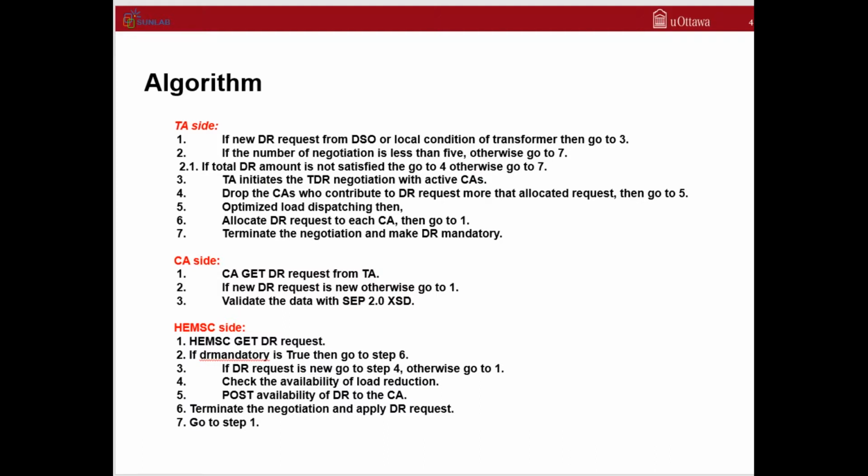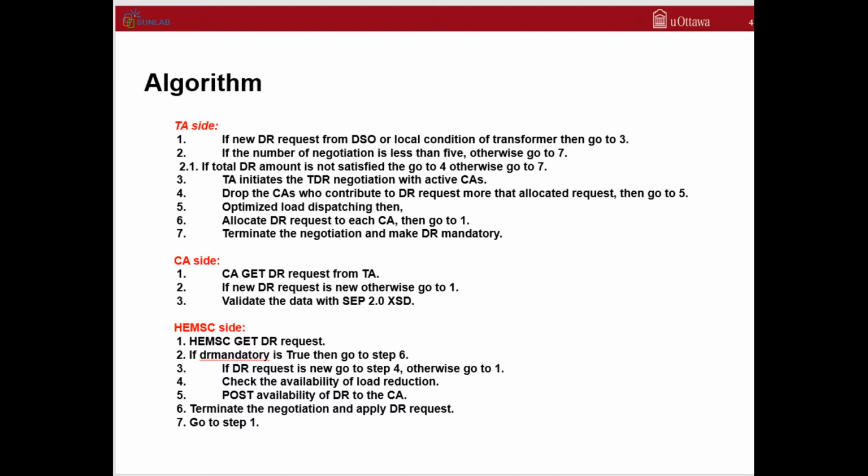The algorithm for the Great DR project would be initiated from TA, which is a transformer agent. If there is a new DR request from the DSO or utility side, or sometimes the local condition for the transformer passes the threshold, then we have a DR request. In this case, we go to step 3, and the TA, or transformer agent, initiates a TDR negotiation with the active customer agent.